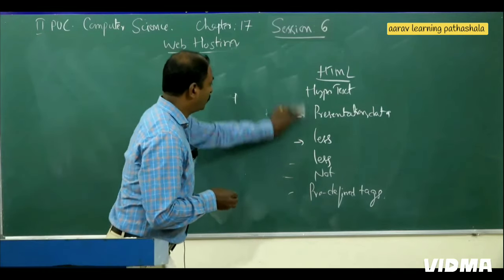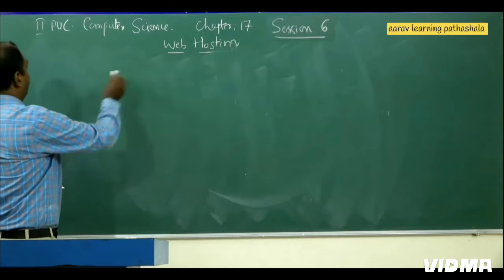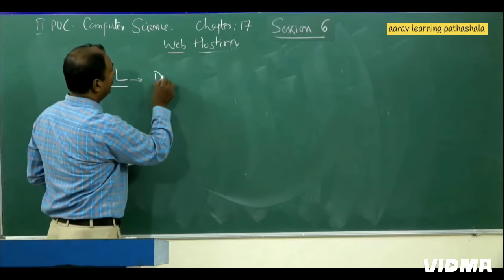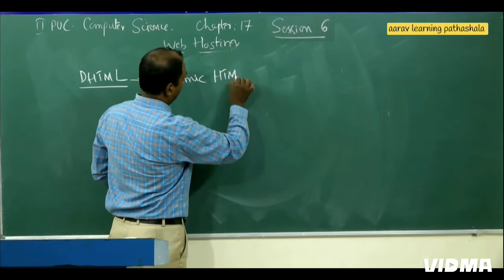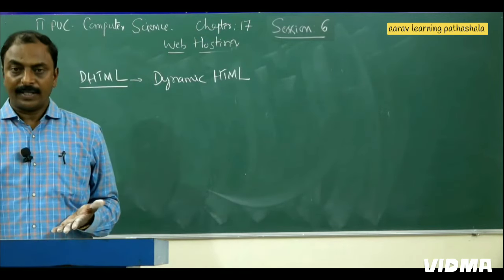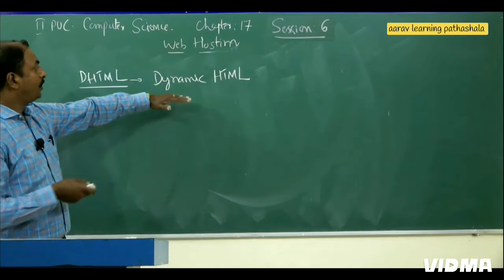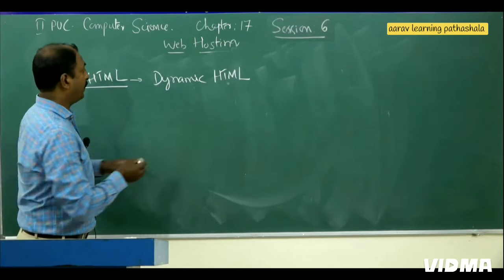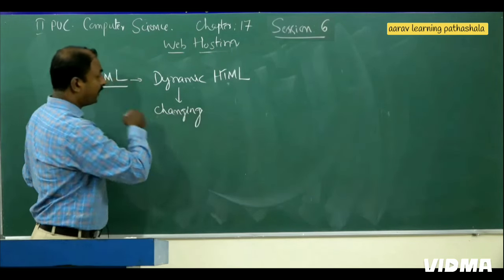Students, next we move on to another concept, that is DHTML. It stands for dynamic HTML. You might have come across some examples like dynamic, and the opposite of dynamic is static. Dynamic means it is changing. The meaning of the word dynamic is changing.